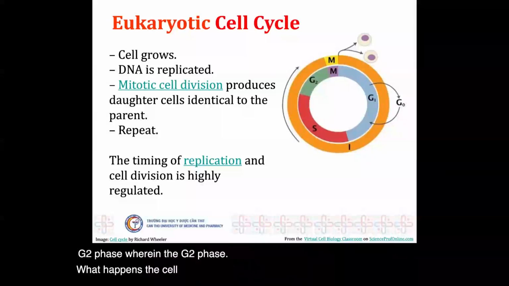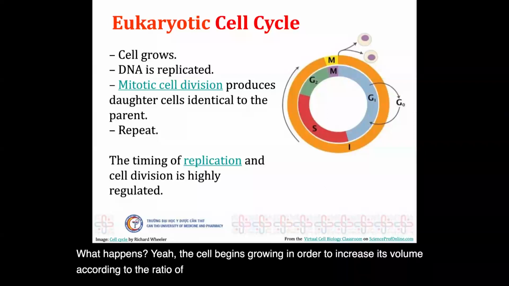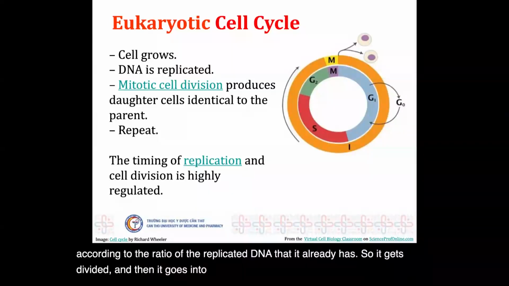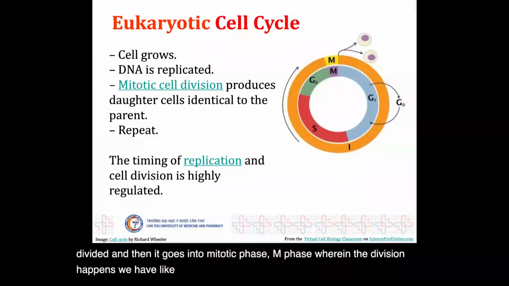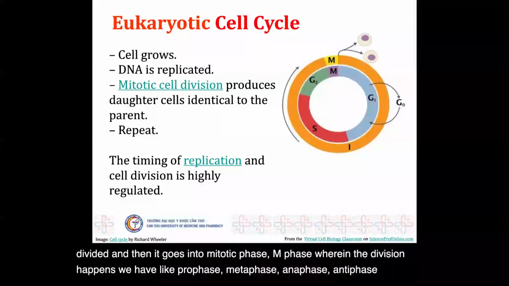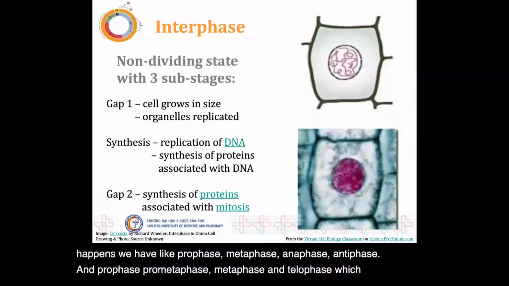In G2 phase, the cell begins growing in order to increase its volume according to the ratio of the replicated DNA that it already has. So it gets ready to divide. And then it goes into the mitotic phase, M phase, wherein the division happens. We have prophase, metaphase, anaphase, and telophase. Prophase, metaphase, and telophase are mentioned in the unit.